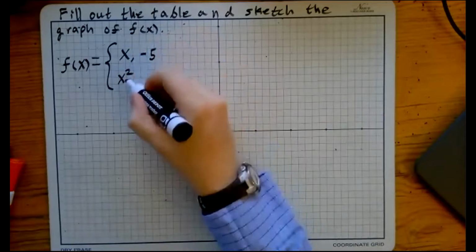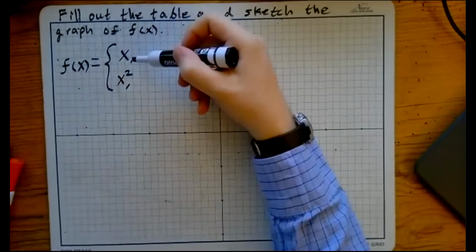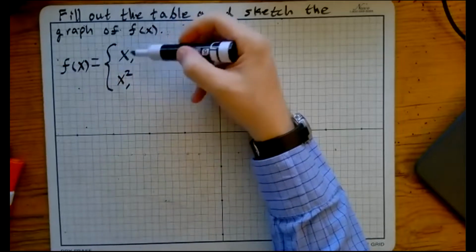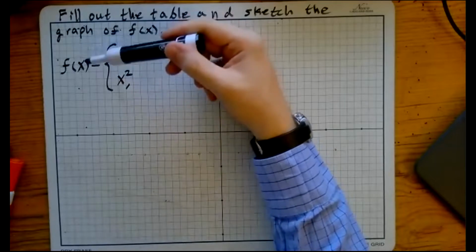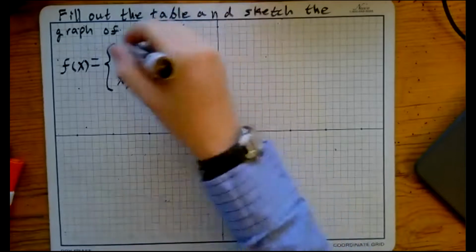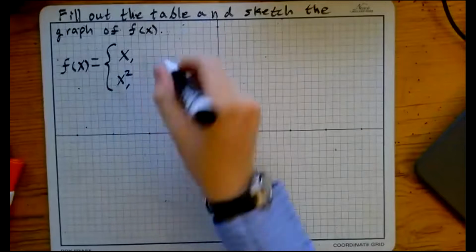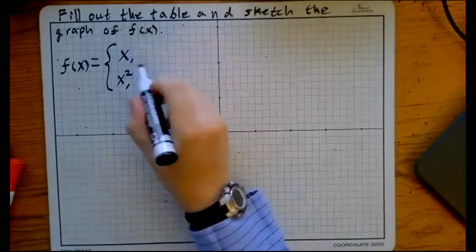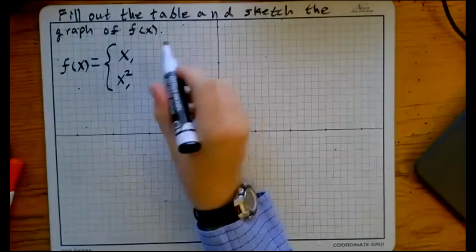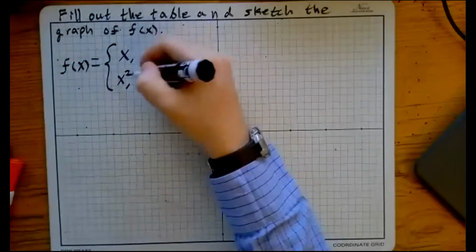Okay, so anyway, here are the rules. Some sections of the function will be defined as f of x equals x. Other sections of the function will be defined as f of x equals x squared. Now, we also need to list the sections of the domain that use these different rules.